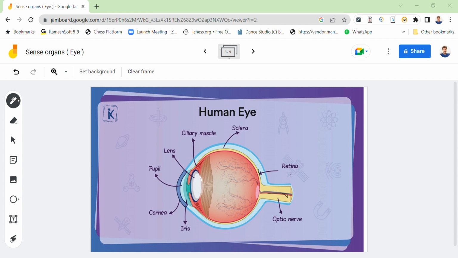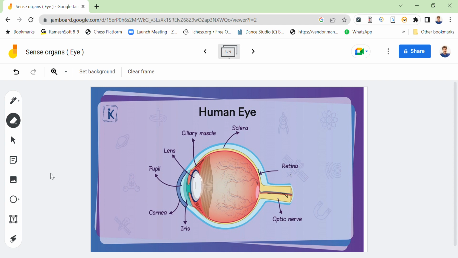This is the lens. This is the ciliary muscle. And this is the pupil. And this, oh wait, no, this outer layer you see here, this is the cornea. And this, the blue thing, is the iris. Now I'll tell you the jobs of each part.